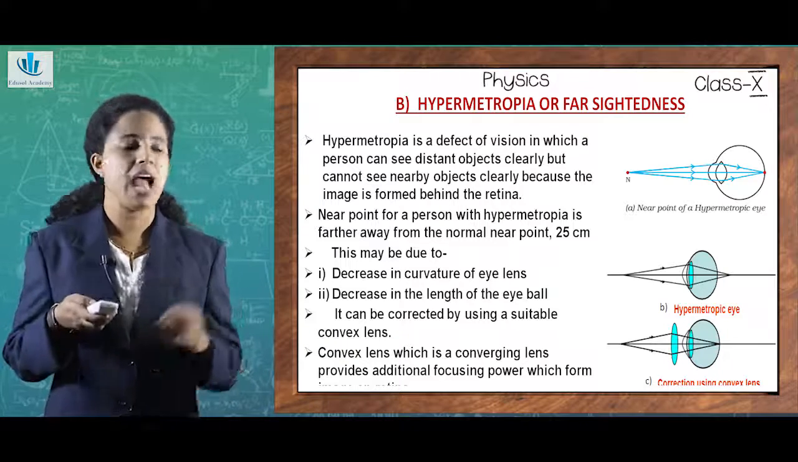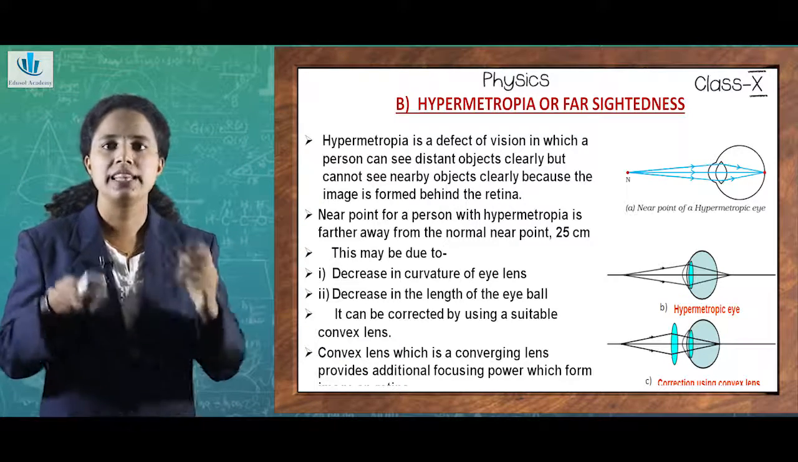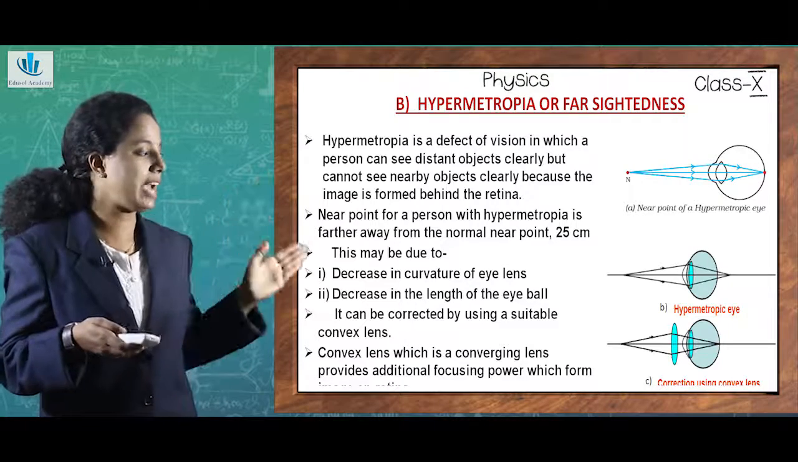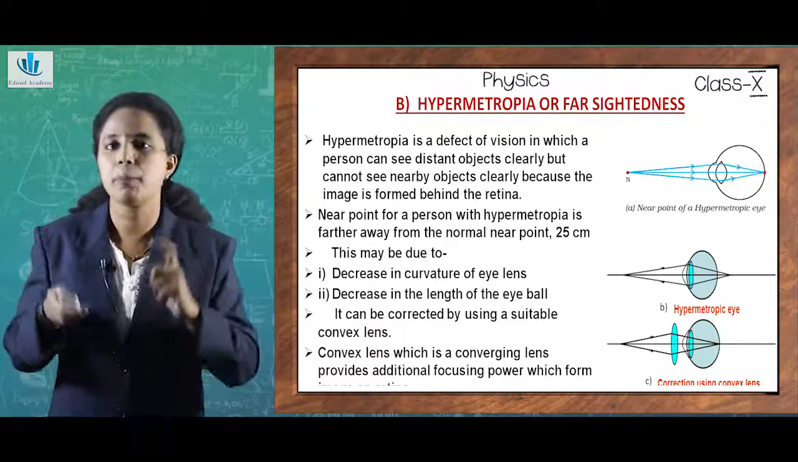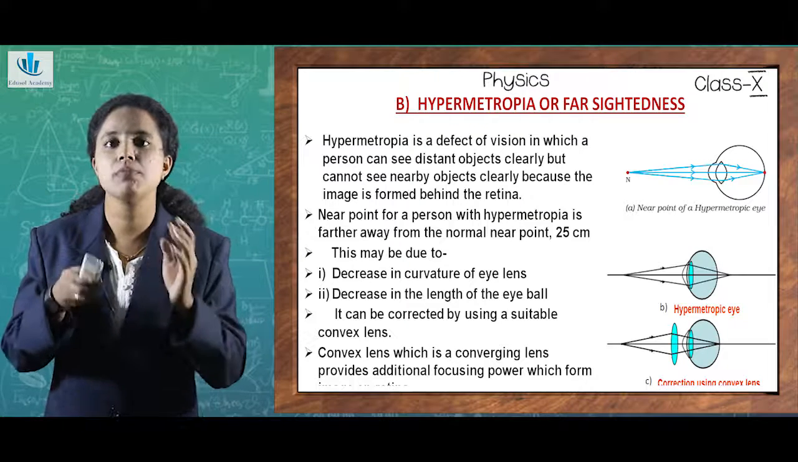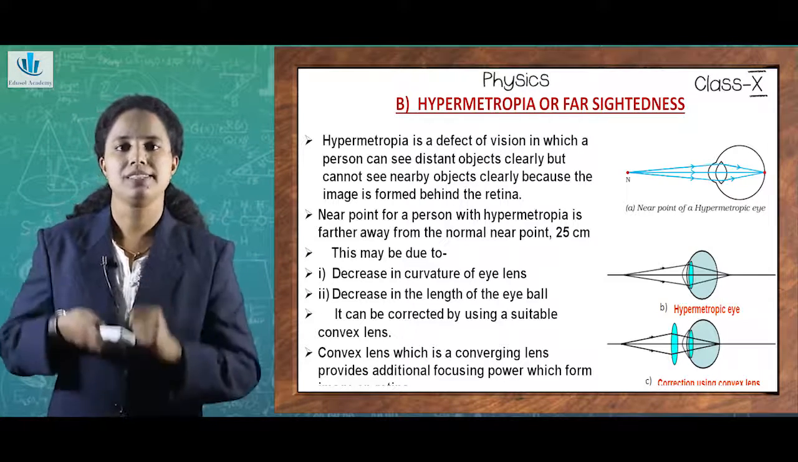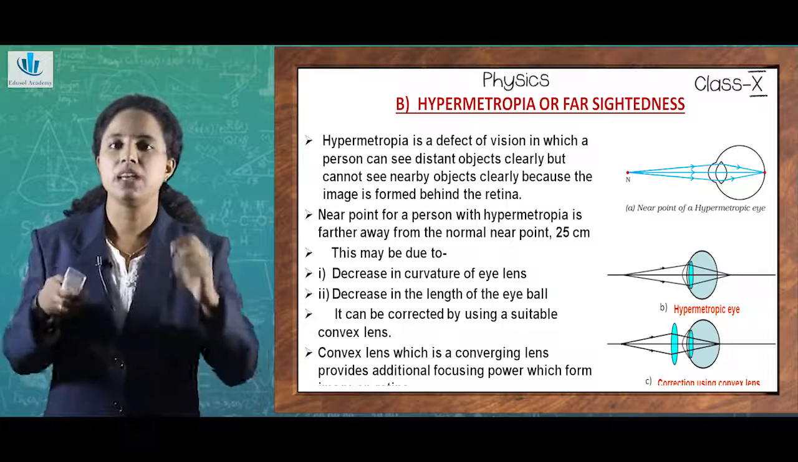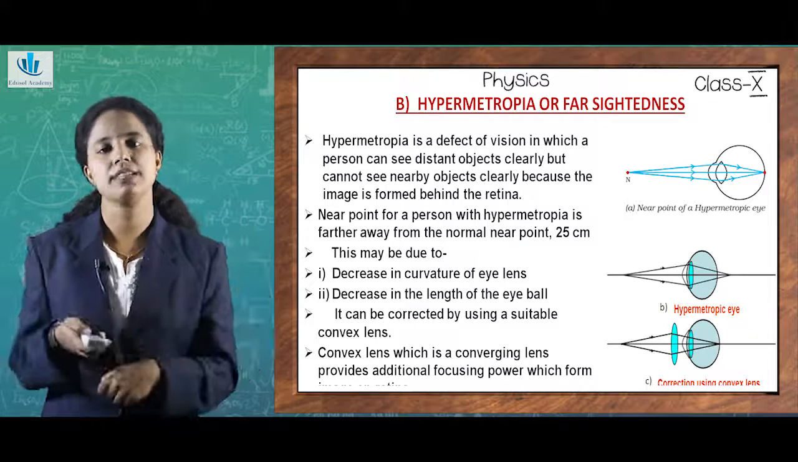What may be the reason? As you can see from the figure, in case of a hypermetropic eye, the image is formed behind the retina. What was the myopic case? In that case, the image was formed in front of the retina. In case of hypermetropia or farsightedness, the image is formed behind the retina.